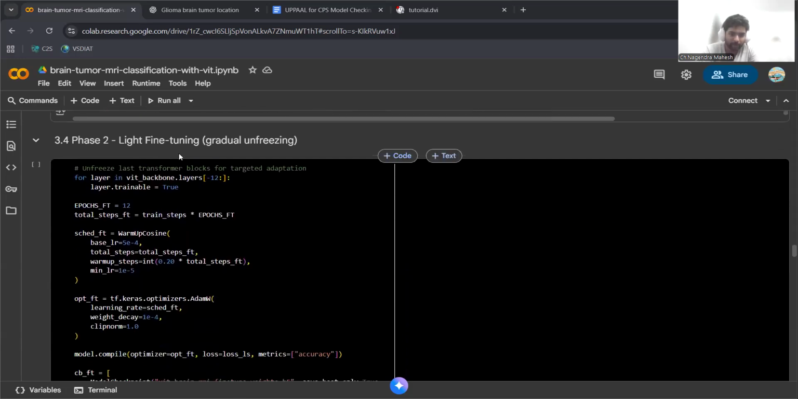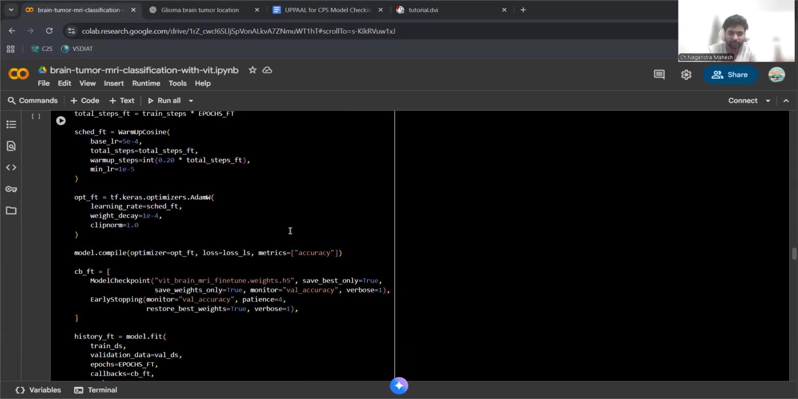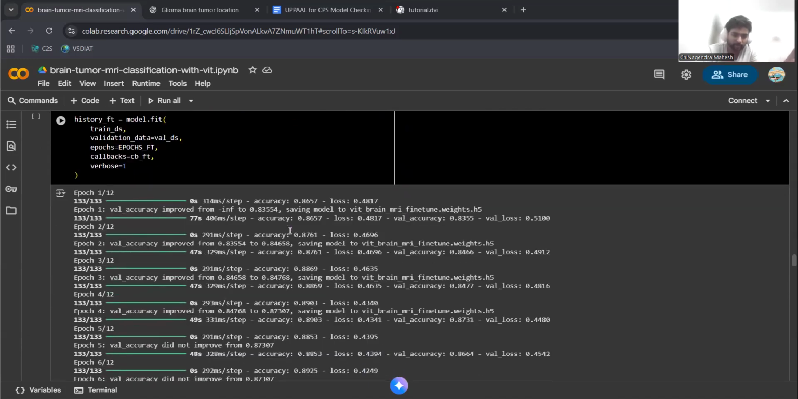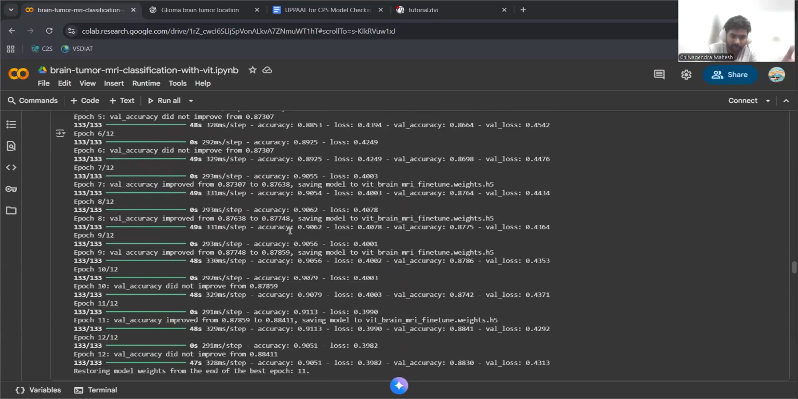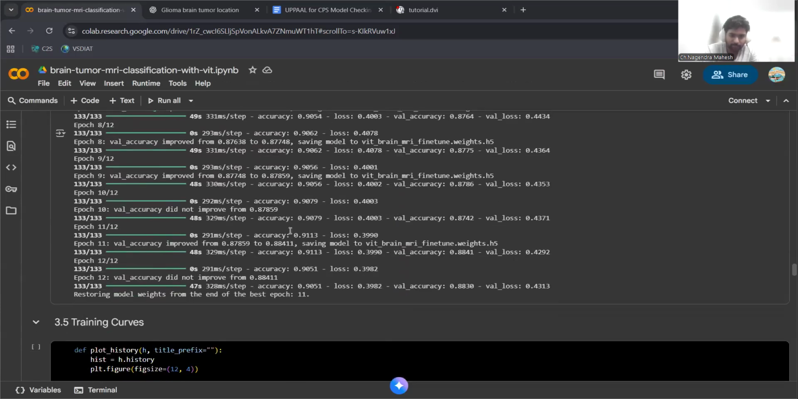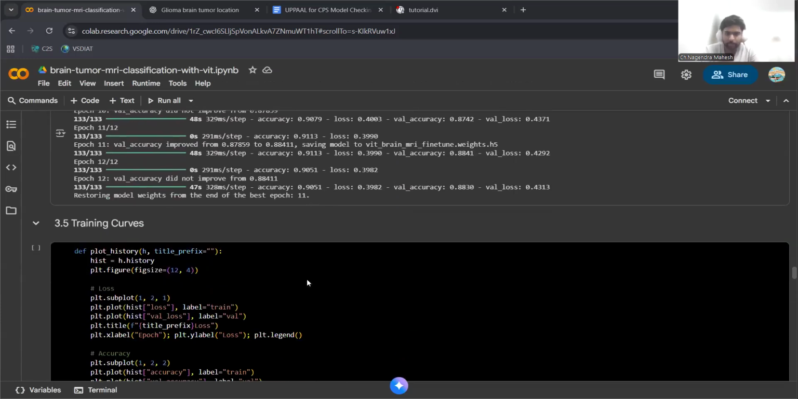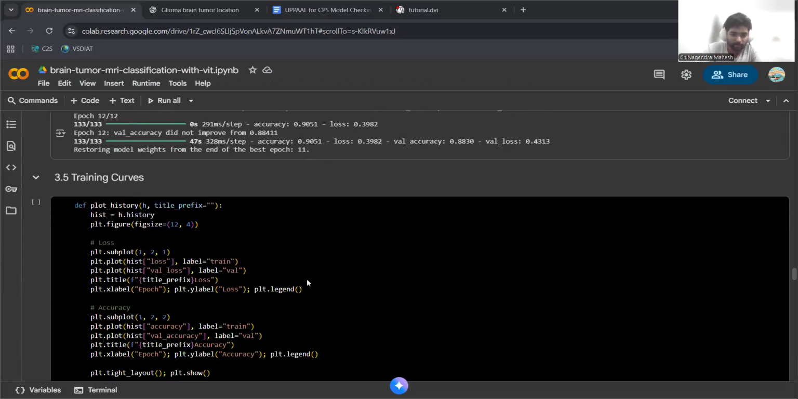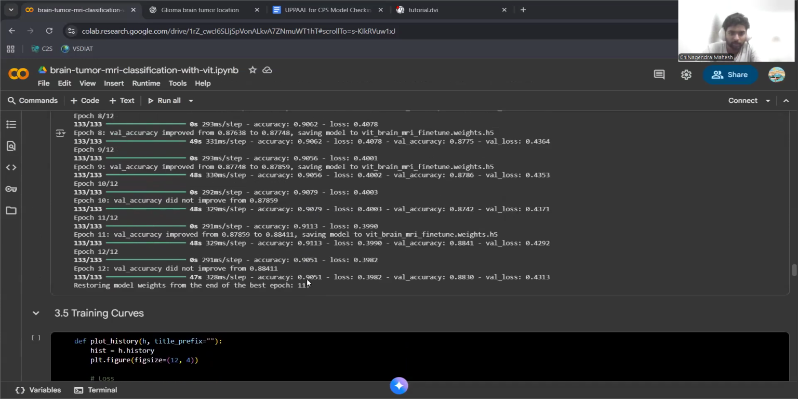After that, we are going to fine-tune the model, unfreezing the previous networks, and then we run the model again with the data so that it becomes familiarized with the MRI scans. After that, the accuracy improved to 90%. This is because we have a very small dataset for MRI scans, and the data is insufficient, causing the accuracy to be around 90%.